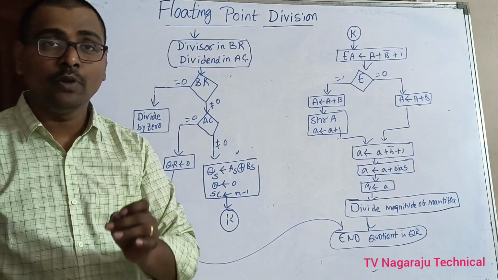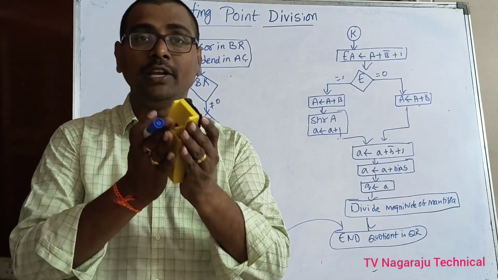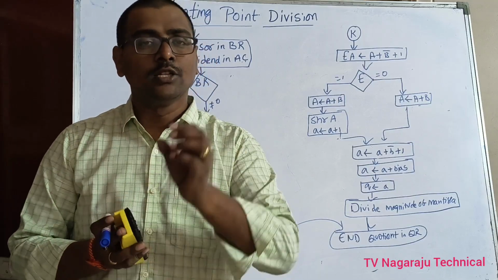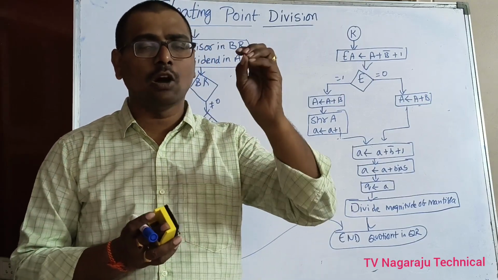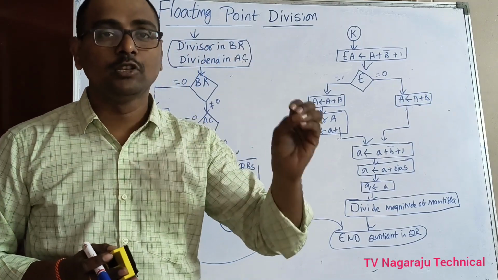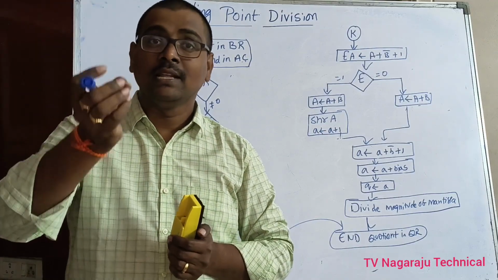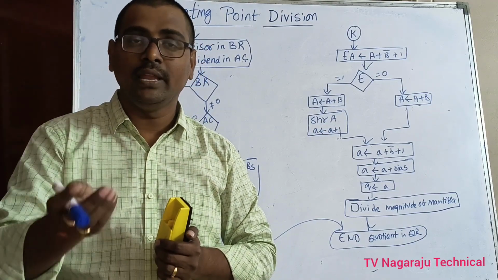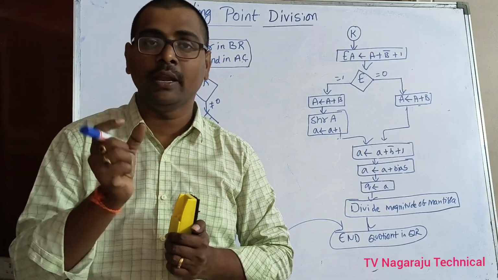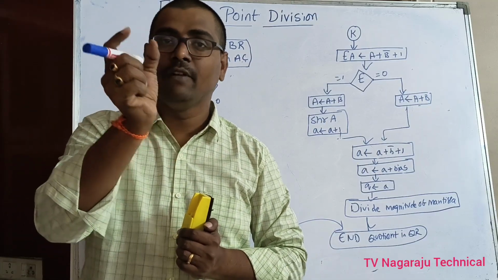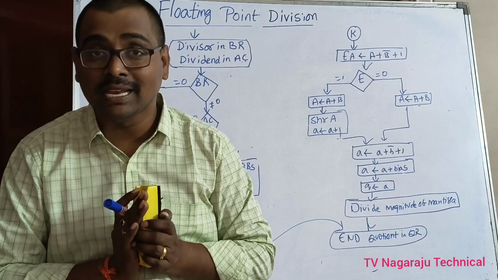In the last session, we discussed floating point addition, subtraction and multiplication operations. Now in this session, we are moving to floating point division operation. The division operation is almost similar to fixed point operation. Here the dividend is stored in a single precision format, so we are storing the dividend in a single register AC.